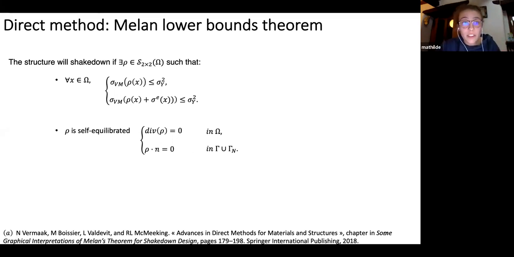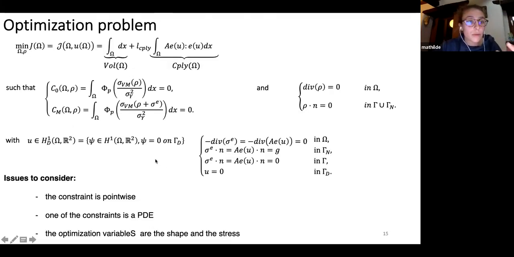So now how to include this in an optimization problem? Because adding an existence constraint is not easy. The idea is that we are now optimizing both the shape and a stress, assuming that if the constraints are satisfied at convergence, the stress associated to a shape will satisfy these constraints, and it will mean that the shape found will shake down. So that's the optimization problem that we describe here.